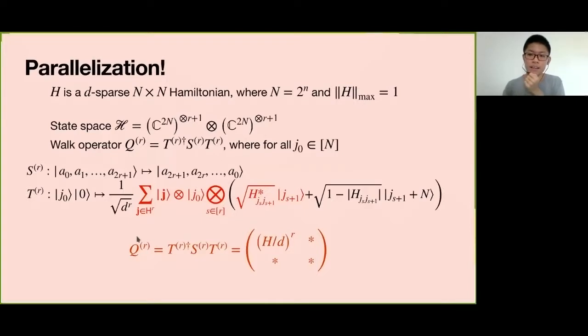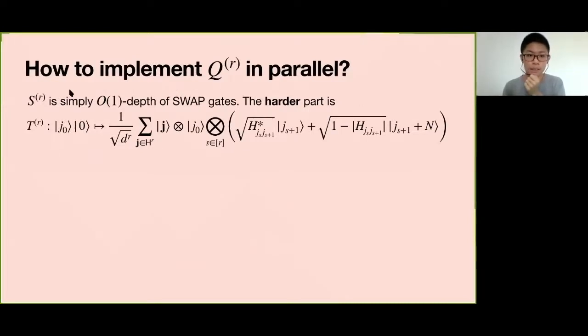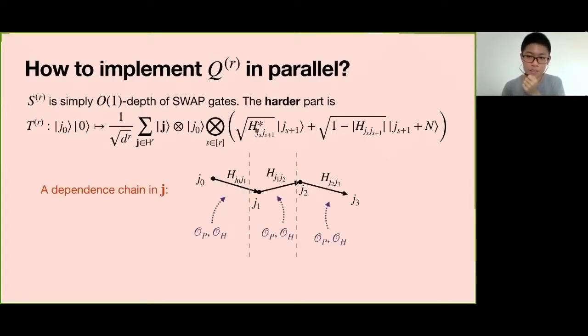Now the second point is to show that Q_R can be implemented in parallel. Now we will start to answer this question: how to implement Q_R in parallel. S_R in Q_R is actually very simple to implement with swap gates. The harder part is again T_R. Observe the target state of T_R that acts on the computational state J naught. There is actually a dependence chain in these paths in the bold J. So this dependence chain makes the implementation of T_R sequential in its nature.